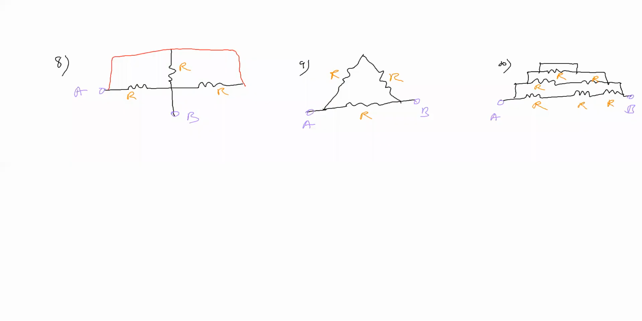Now let us go to the eighth problem. To find the effective resistance between A and B, we have to assume that A and B are connected to a battery, like this, with the positive terminal connected here.